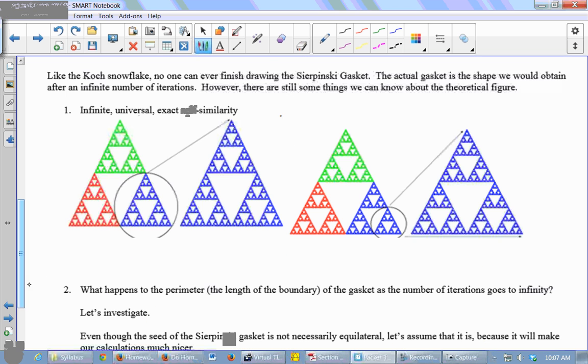Like the Koch Snowflake, no one can ever finish drawing the Sierpinski gasket. It is an abstract, theoretical, geometric object. The actual gasket is the shape that you would obtain if you could do an infinite number of iterations. Nobody can do that, which means that this is purely theoretical, but there are still some things we can know about it, despite the fact that it can only exist in our heads. Okay? It has infinite, universal, and exact self-similarity. So that means you can zoom in anywhere, blow it up, and it'll look just like the original.